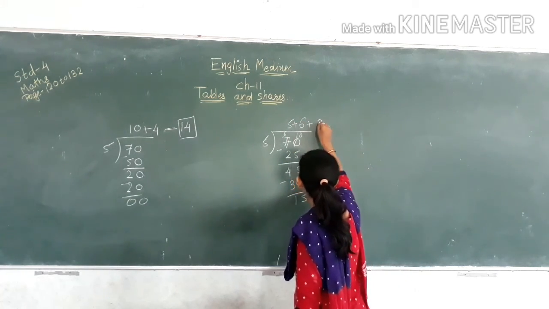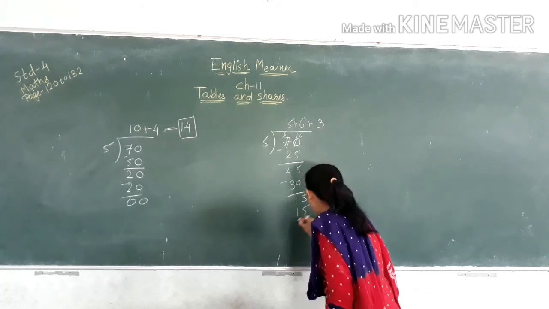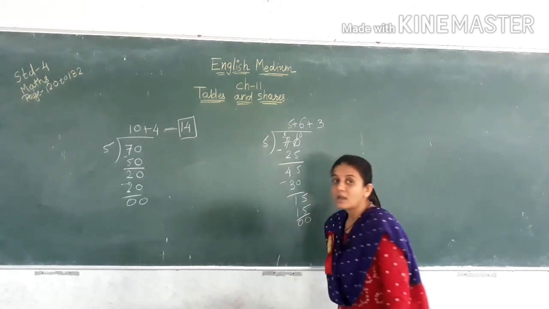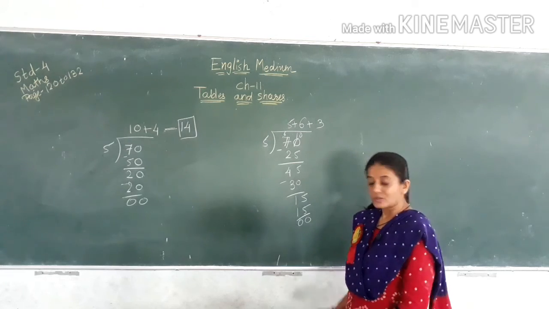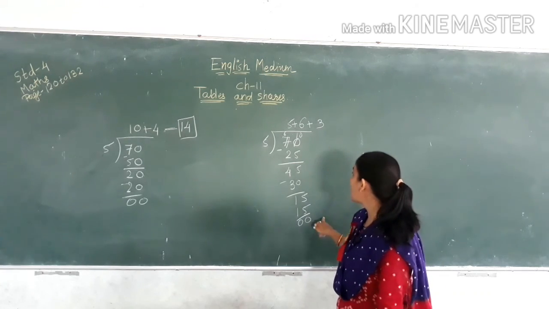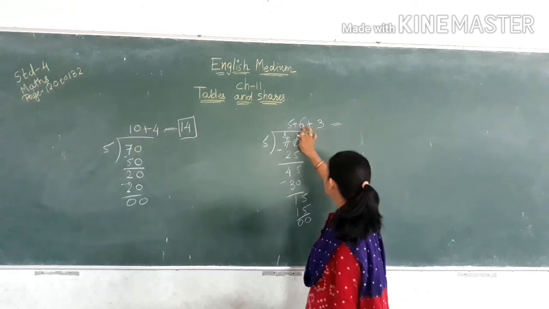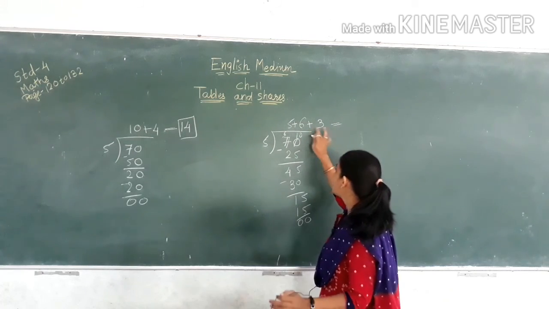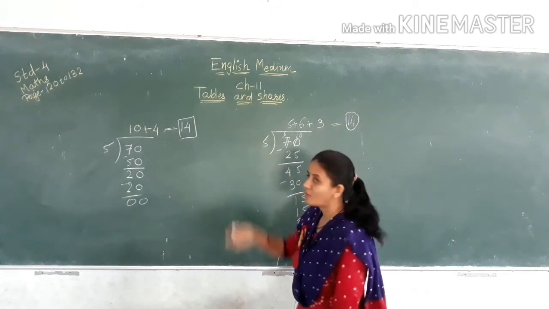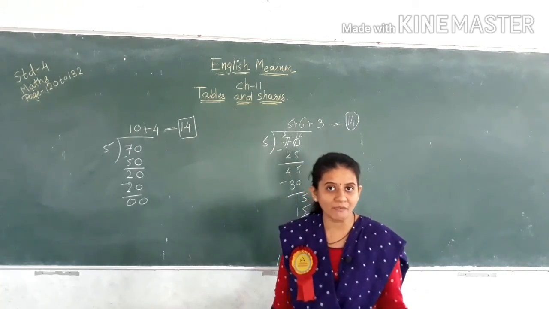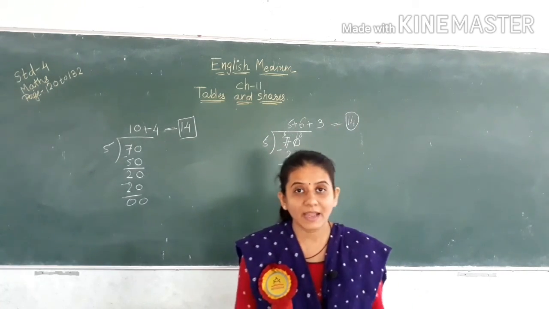5 3s are 15. Again he distributes 3 rupees to each person. Now count it: 5 plus 6 is 11, plus 3 is 14. We get the same answer, 14. Every person gets 14 rupees.